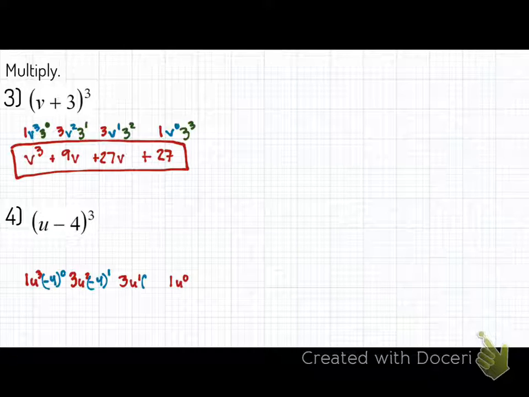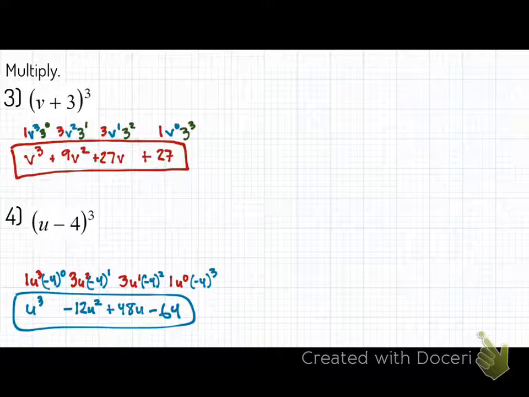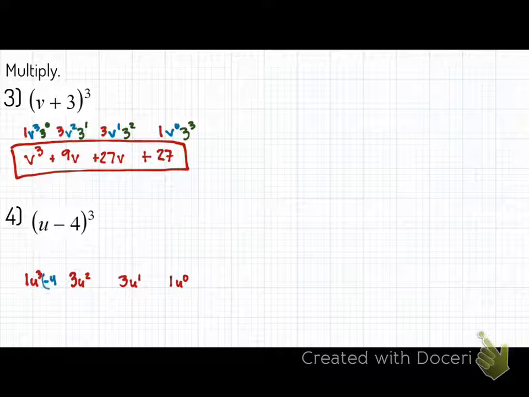Okay, number 3. Number 3 is negative 4 to the second, negative 4 to the third, and that's it. Okay. Oh, there's your answer. Dang it. That's not what I wanted. Okay, so this is the way you set it up. Sorry about that.